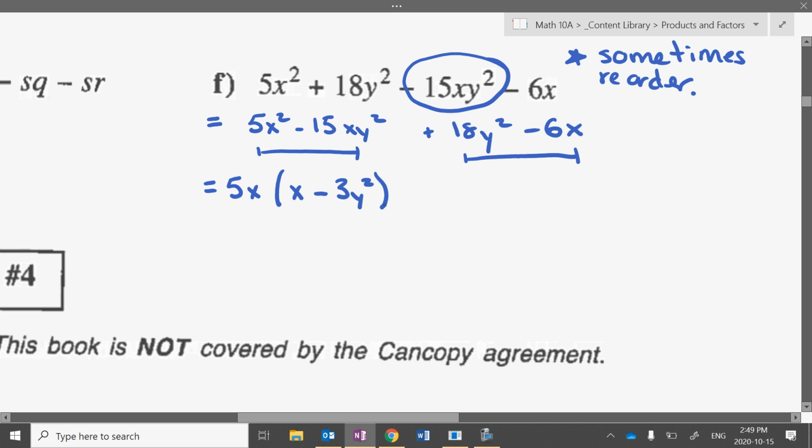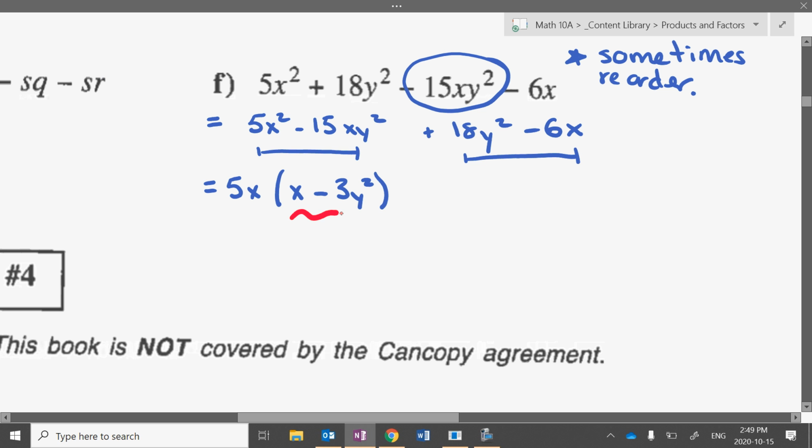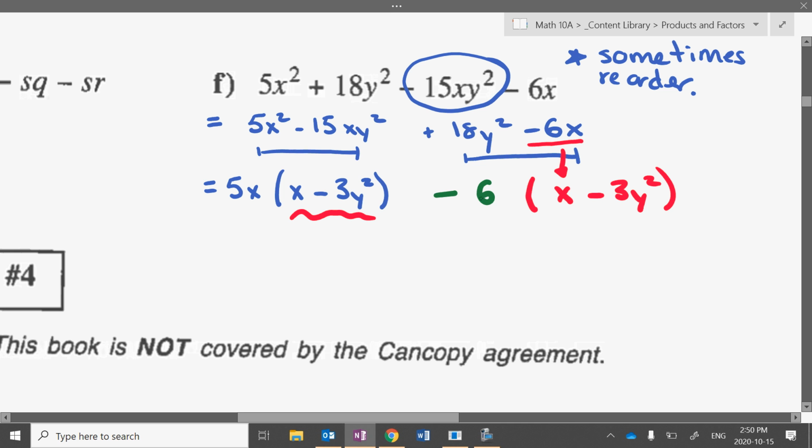So now we have to pause and think again. At the end of the day, I want my next set of brackets to have this same thing, right? I want this in the end. I have a minus 6x here, and that has to become x. So I'm going to factor out a -6. So -6 times x, that's good, that works out. -6 times -3 gives us the +18.